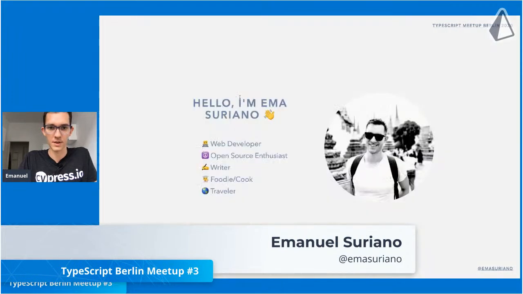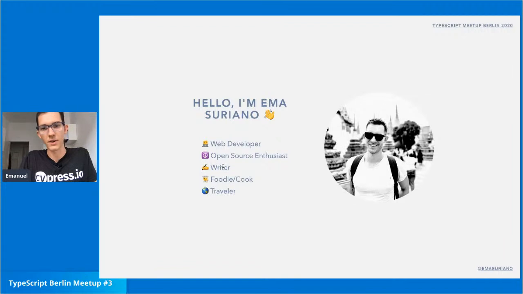But first, let me introduce myself. Hello there, I'm Emanuel Suriano. I'm a web developer and open source enthusiast. I have some open source projects there on GitHub, so you can check them. I'm also a tech writer, and I also have another non-tech blog, where I write about random stuff. For example, I've been writing lately about the Corona situation. One of my hobbies is that I'm a big fan of cooking, and that also involves eating and traveling. Yeah, big fan of that.